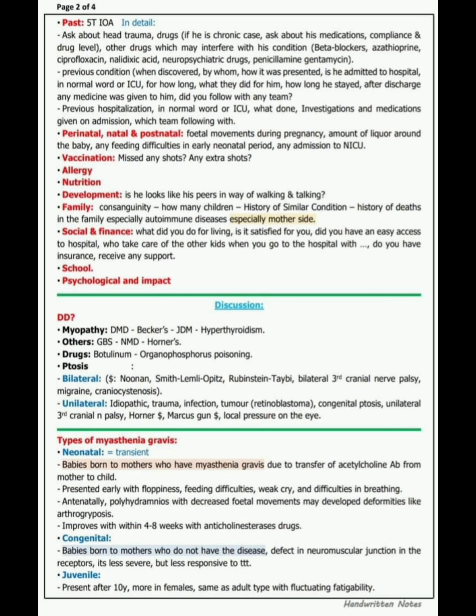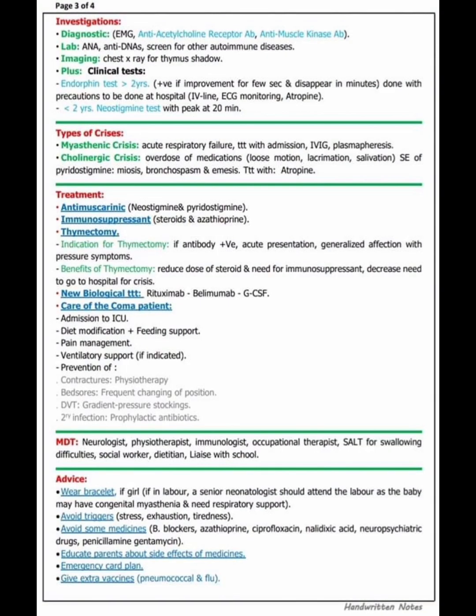Then congenital myasthenia gravis: babies born to mothers who do not have the disease, with a defect in the neuromuscular junction receptors. It is less severe but less responsive to treatment. Now juvenile myasthenia gravis presents after 10 years of age, more in females, the same as the adult type with fluctuating fatigability. What investigations do we do for a myasthenia gravis patient? Diagnosis is by EMG, anti-acetylcholine receptor antibody, and anti-muscle-specific kinase antibody.